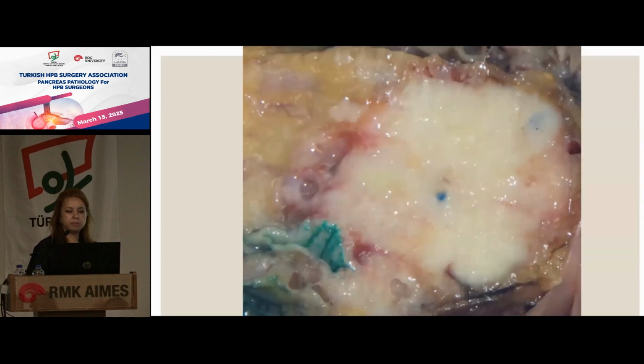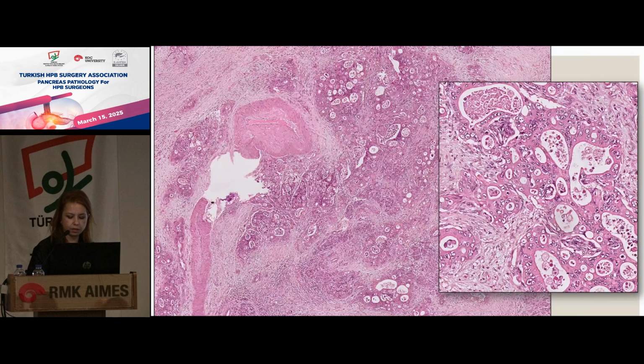In contrast, here we have a big mass with cream-colored, ill-defined borders, and numerous tumor cells forming clusters, and therefore the likelihood of the needle capturing this area is higher.